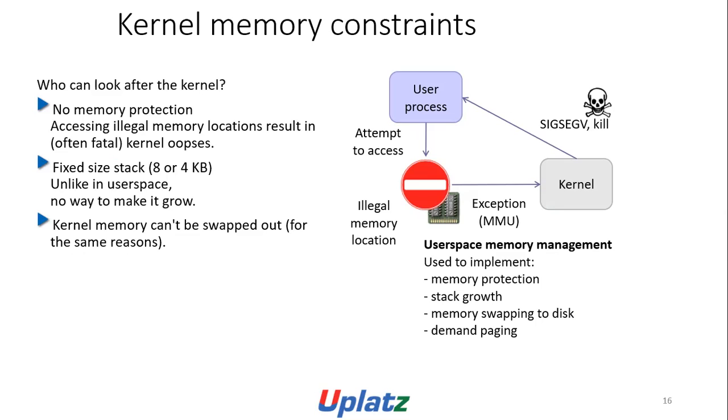Userspace process, kernel, exceptions, MMU, segmentation fault: an attempt to access an illegal memory location raises an exception. Userspace memory management is used to implement memory protection, stack growth, memory swapping to disk, and demand paging.